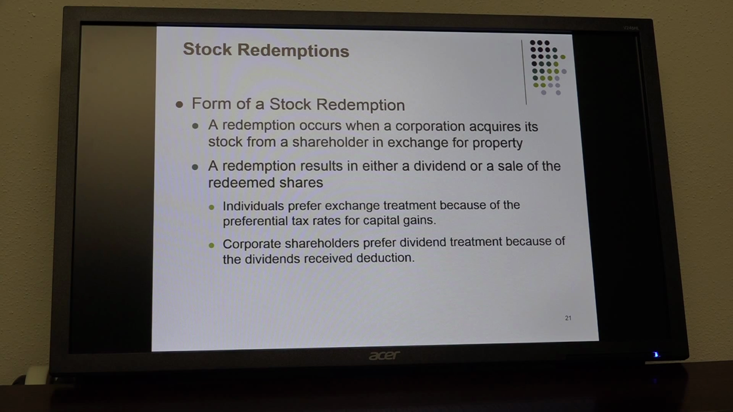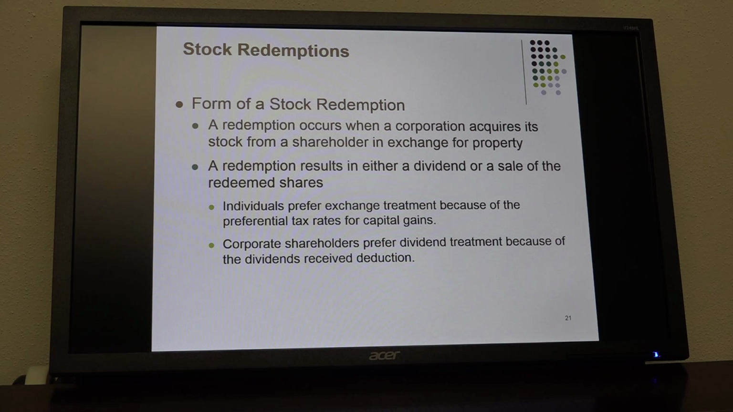Let's talk a little bit about stock redemptions. I don't want to get too deep into this, but I probably will, deeper than you want me to. All right, so what is a redemption? Well, that's when the corporation offers to buy from shareholders either all or part of their shares. And they do so in exchange for property.